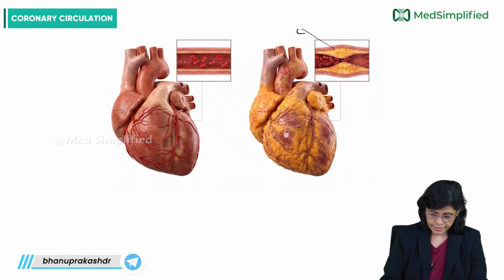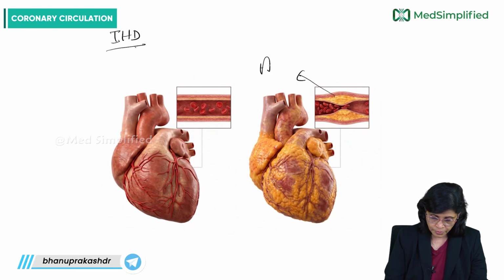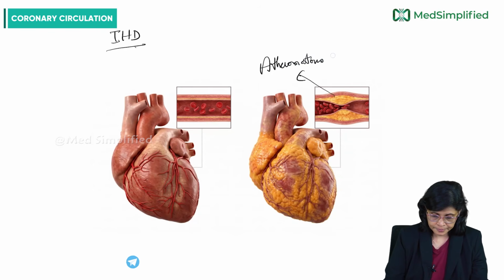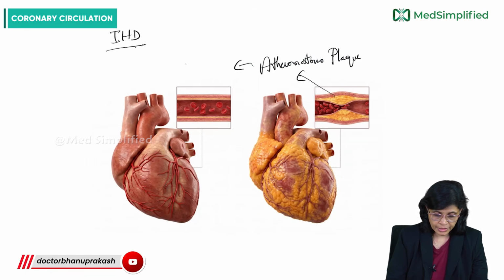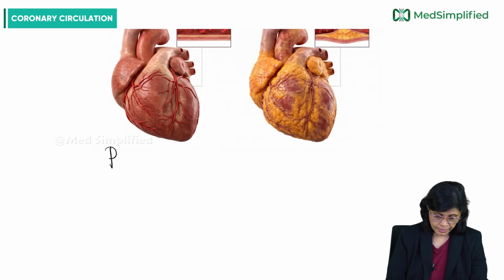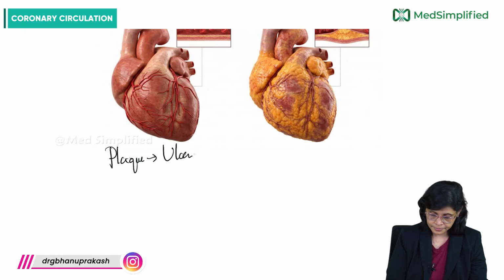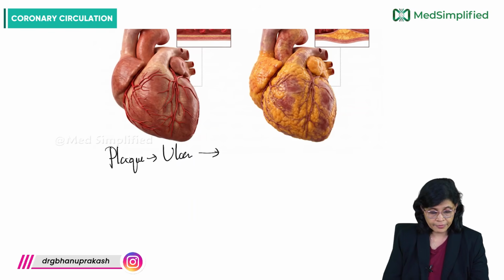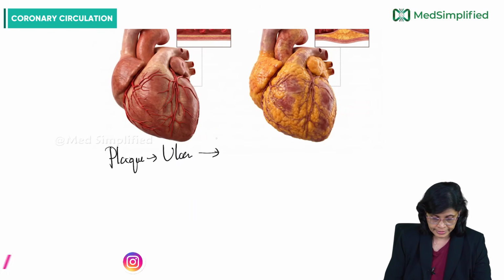So the cycle goes like this. There is gradual formation of an atheromatous plaque. This plaque forms beneath the endothelial lining of the artery. Now sometimes in this atheromatous plaque there will be formation of an ulcer. On this ulcer there will be aggregation of platelets.